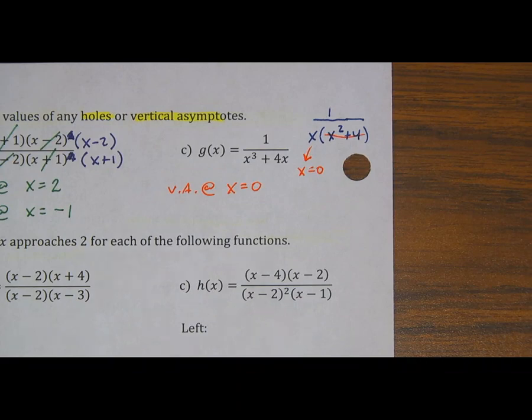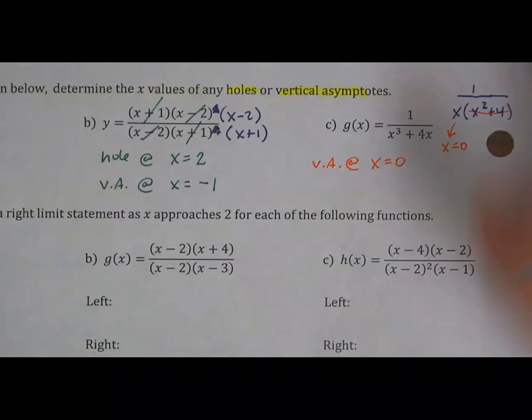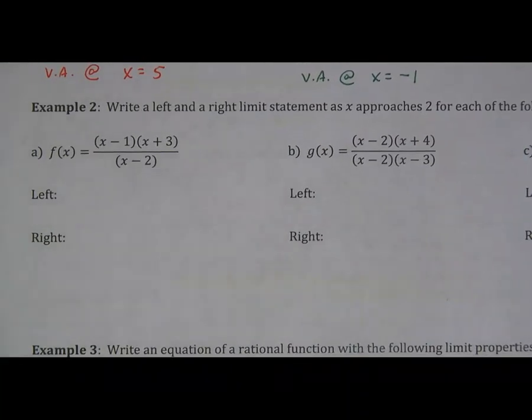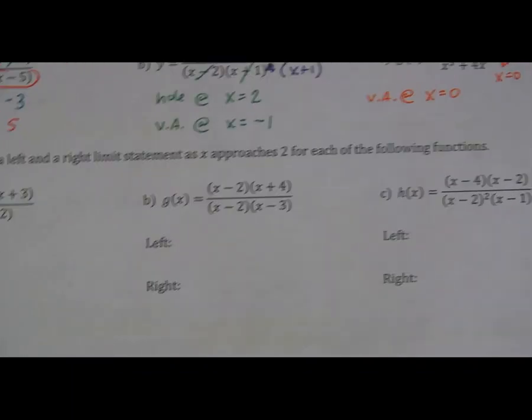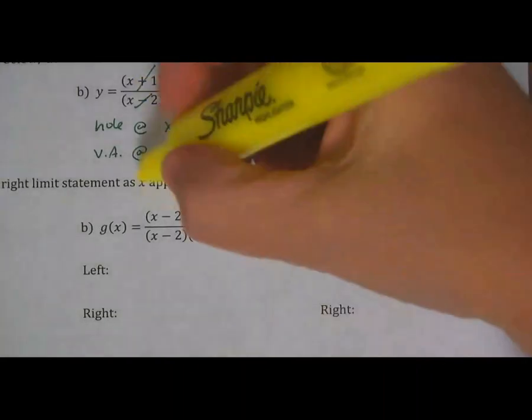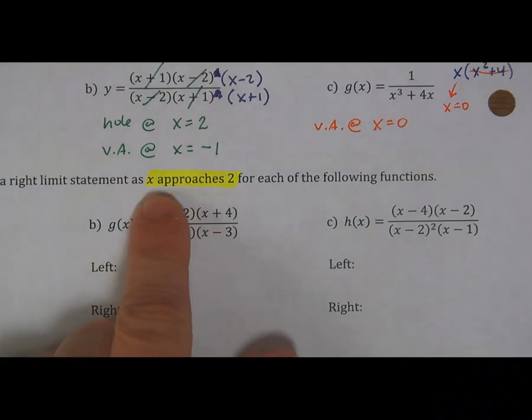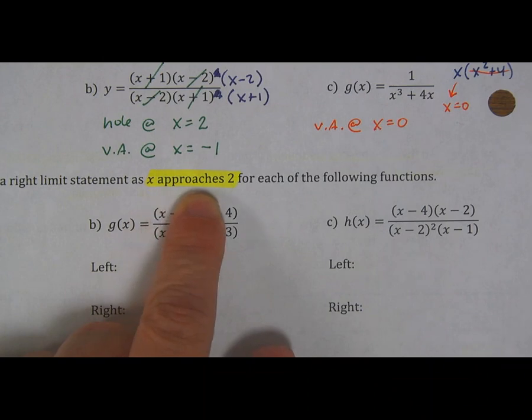Okay, let's step it up a notch. And we're going to write limit statements. So now we're finally getting to the pre-calc component of this stuff. But look at your directions really closely. It says write a left and right limit statement as x approaches 2. So specifically, on the next 3 examples, our limits will all say as x approaches 2 from the left and 2 from the right, because the directions say on all of these, write a limit statement as x approaches 2.